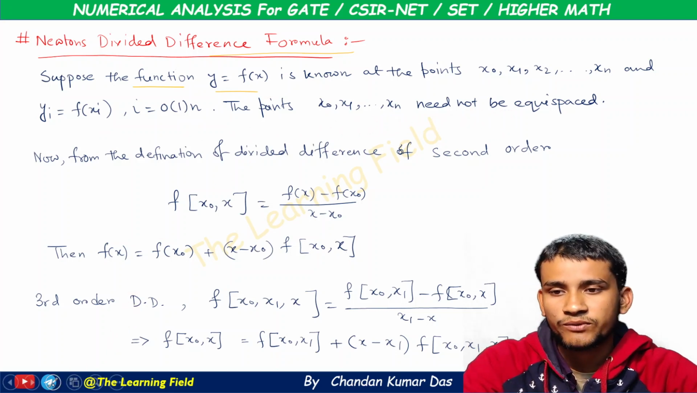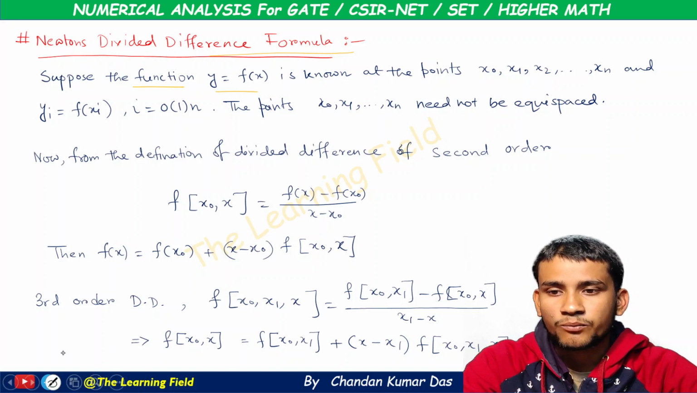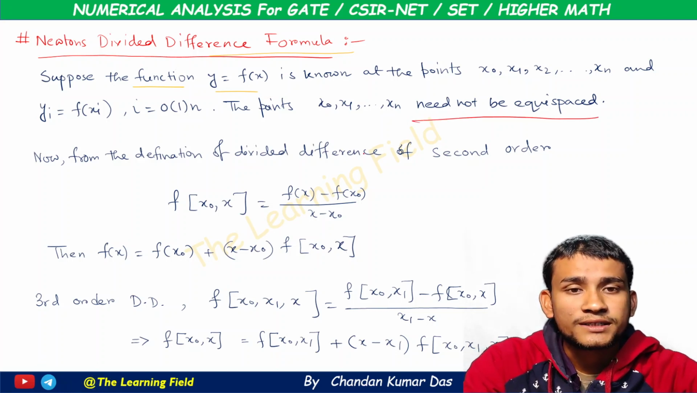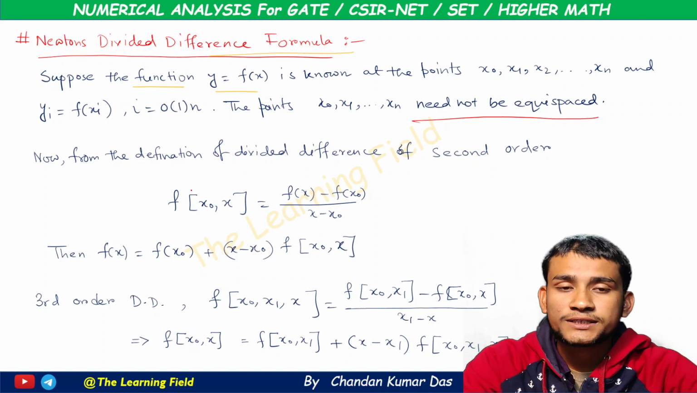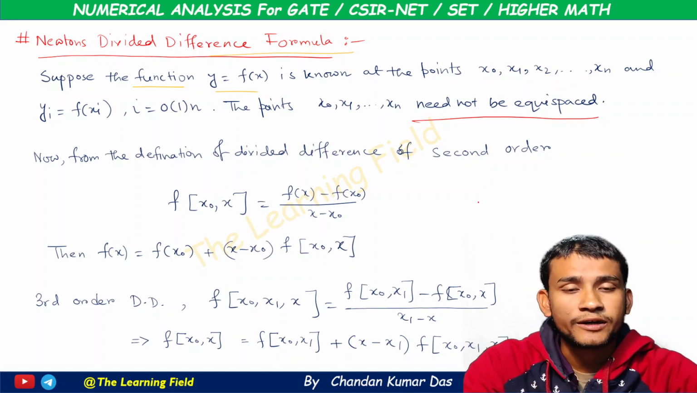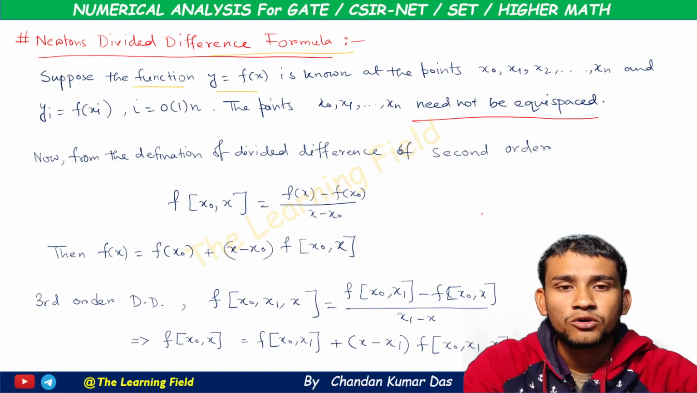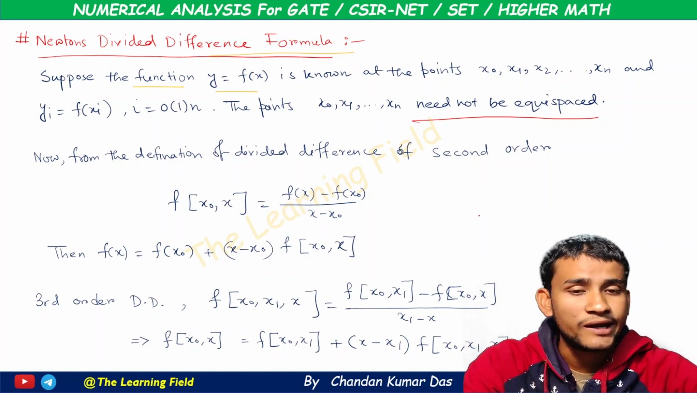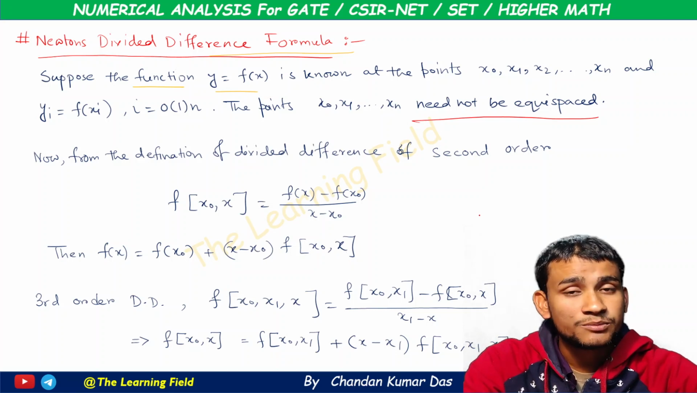This is a very important thing here: the points of this interpolation are not necessarily equispaced. As I already said, in the case of Lagrange's interpolation and also in divided difference, the points or nodes need not be equispaced. But in the case of Newton's forward and backward interpolation formulas, the nodes or points must be equispaced.